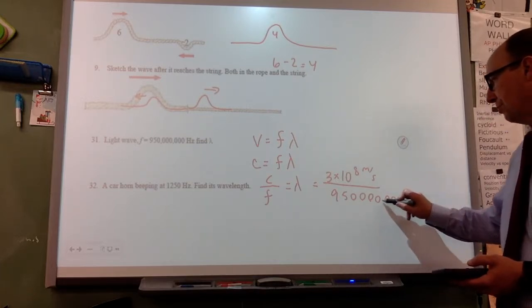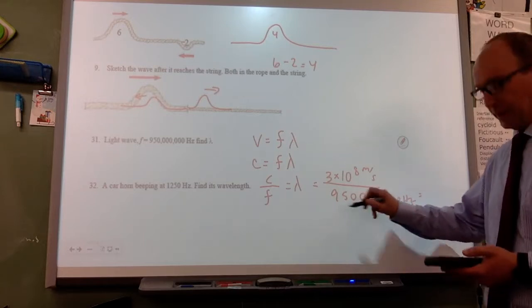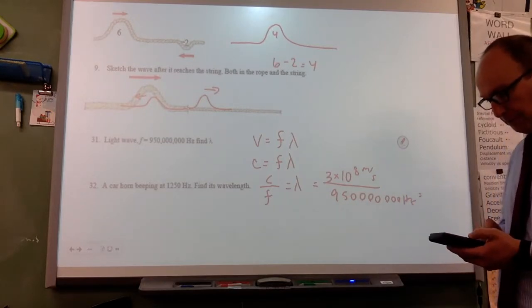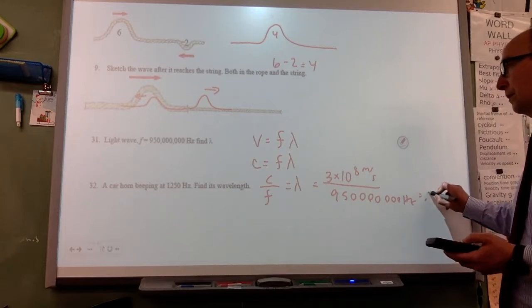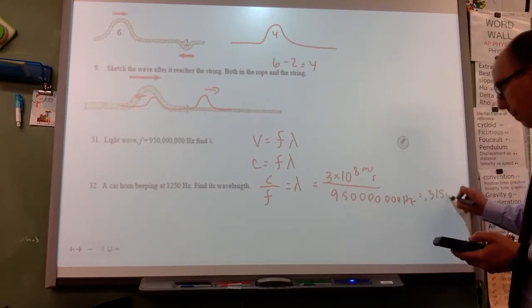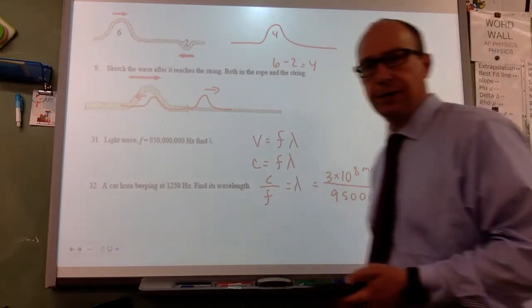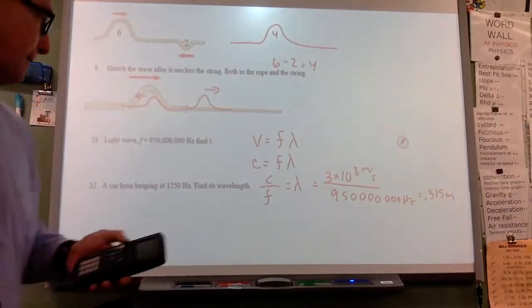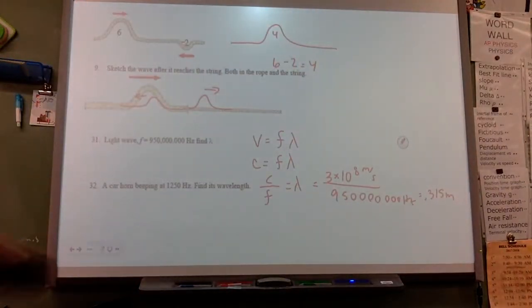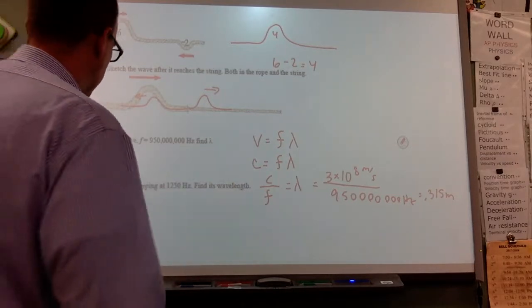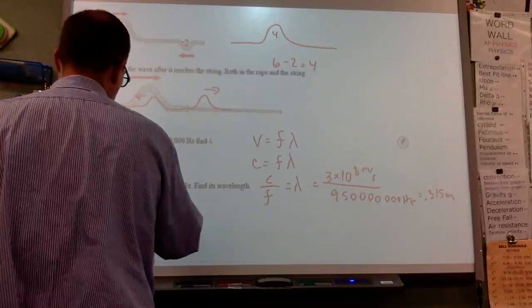So 1, 2, 3, 4, 5, 6, 7, 8. So I have 0.315 meters. All right, so down here, we have a car beeping. The velocity is not going to be the speed of light. It's going to be the speed of sound.